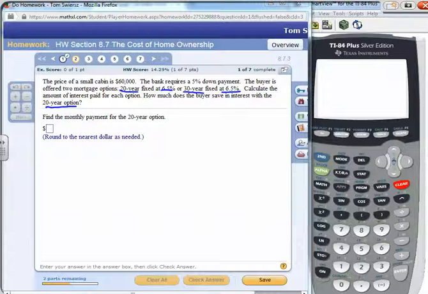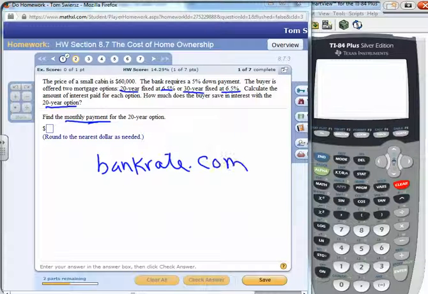Of course, we're going to save money with the 20-year option because it's less time, so you won't pay as much interest. All right, first we have to find the monthly payment for the 20-year option. Again, we can use bankrate.com, a lot easier than using the formula. What we need is the amount of the mortgage.